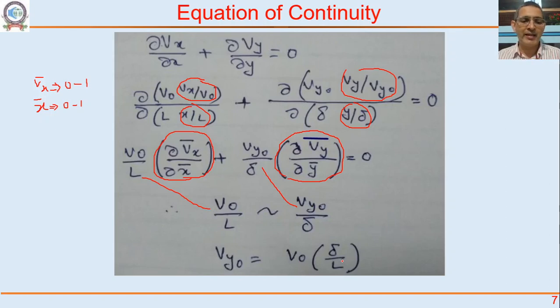And you see delta can be small. Delta by L is very small. Delta is small. Remember we talked about laminar sublayer and buffer layer. How small they were? 5 microns, 50 microns, of that order, 30 microns, 100 microns. They are that small. So delta by L is far less than 1. So Vy naught is far less than V naught. What does that mean?